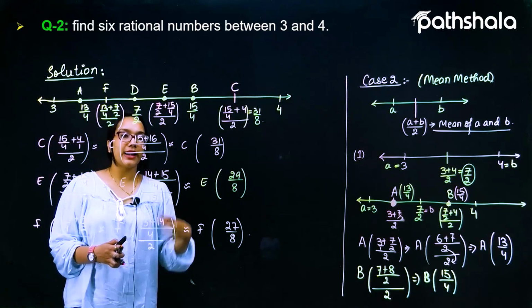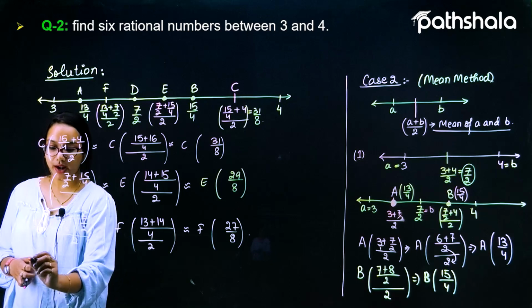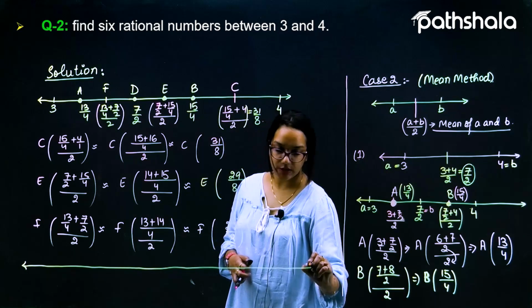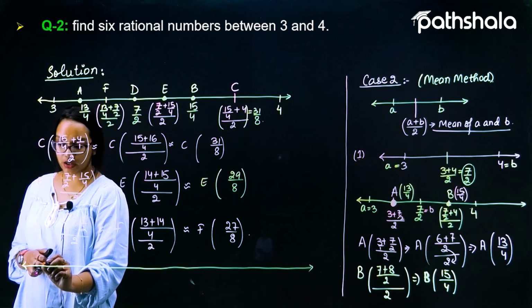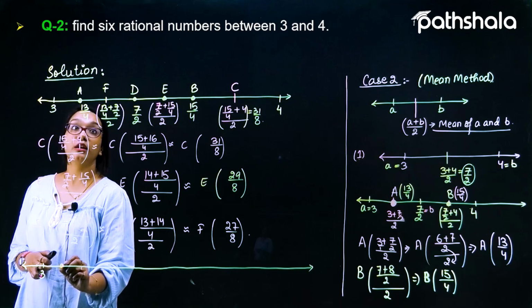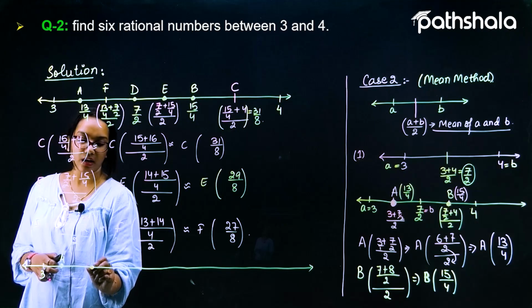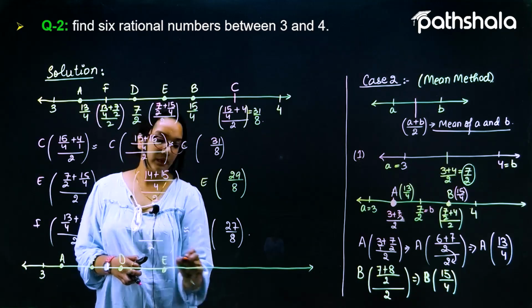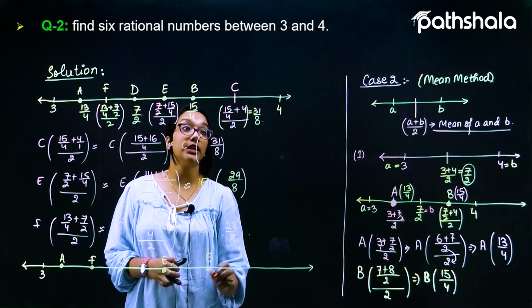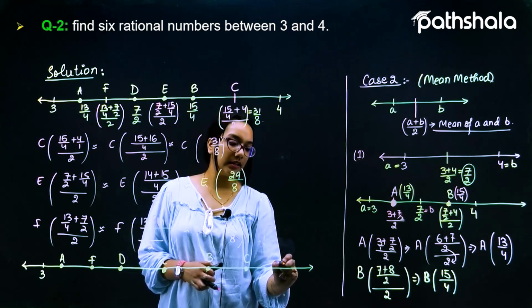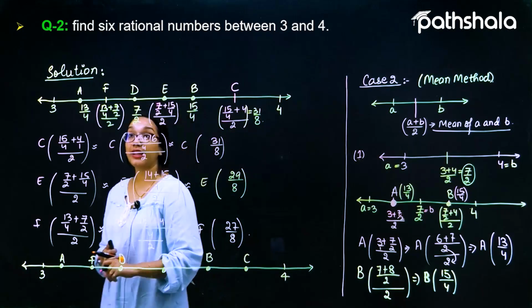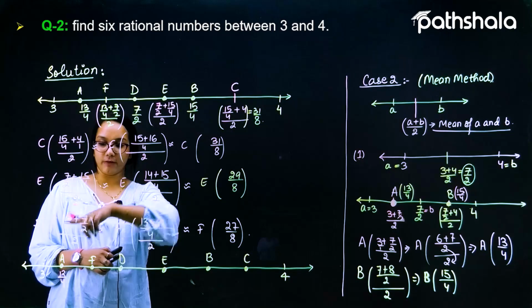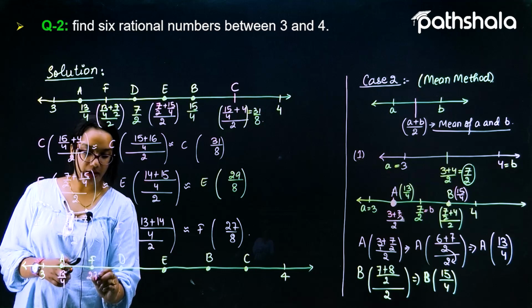So at the end, what is the answer that we are getting right now? Let us suppose I'm taking this as my number line. I'm taking 3 over here. So the numbers would be represented like A, F, D, E, B, C, and the last one is nothing but 4. So A is nothing but 13 by 4. F, after solving F, what is the answer? The answer is nothing but 27 by 8.